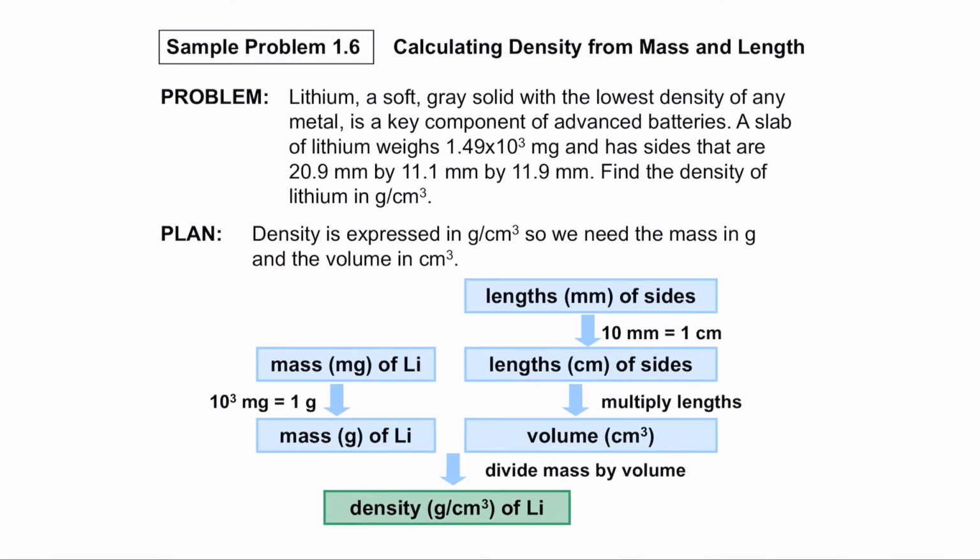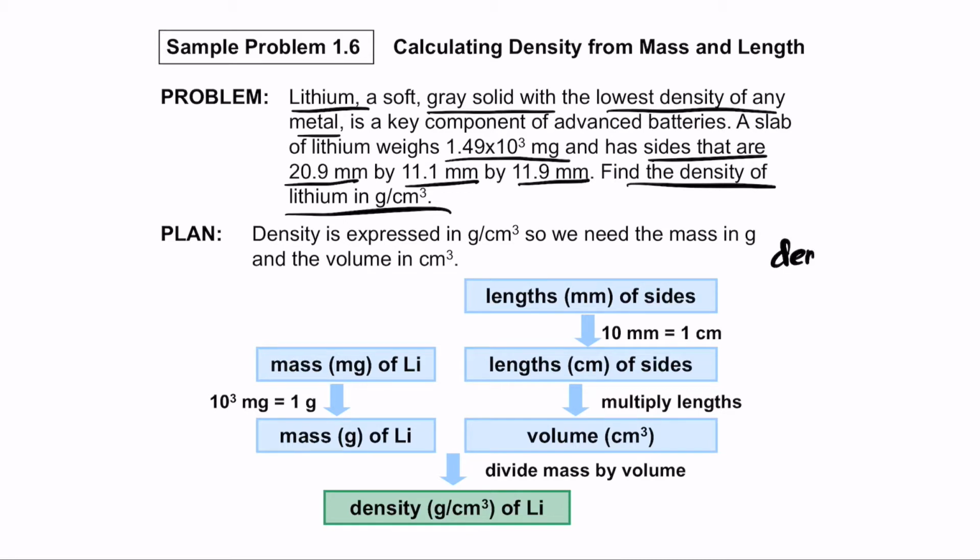Now, let's try a problem. You have lithium, a soft gray solid with the lowest density of any metal, and it's a key component in many batteries. They have given you a slab of lithium that weighs around 1.49 into 10 cube milligrams and has sides that are 20.9 mm by 11.1 mm by 11.9 mm. They're asking you to find the density of the lithium in gram per centimeter cube.